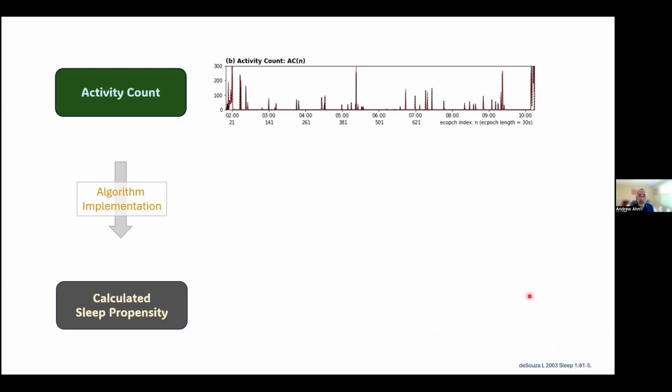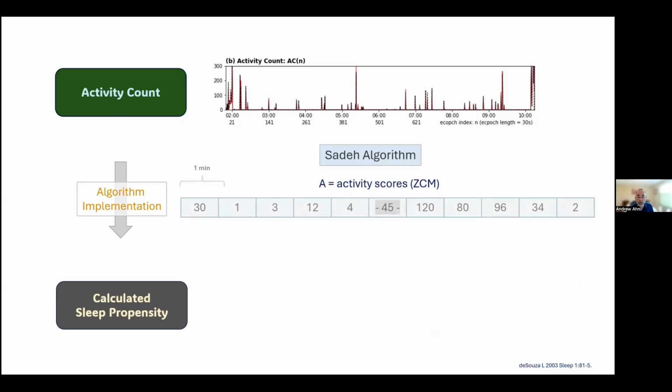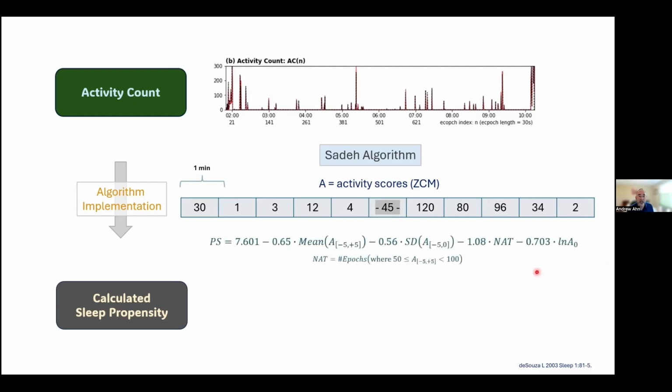The other commonly used method is the Sadeh algorithm, which was introduced just 2 years after Cole-Kripke, in 1994. It offers a more nuanced approach to sleep propensity calculations, but also uses zero crossing mode scores. Its formula is notably more sophisticated and incorporates 3 distinct calculations across different time windows. And this is the formula: it considers the mean ZCM scores from both 5 epochs before and after the current epoch. So it takes the mean across the 11 epoch window here.